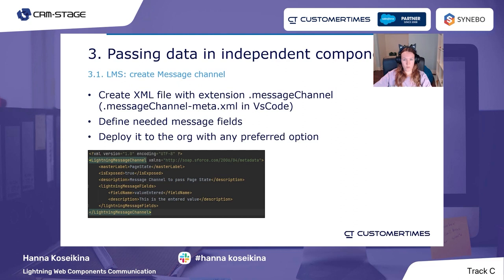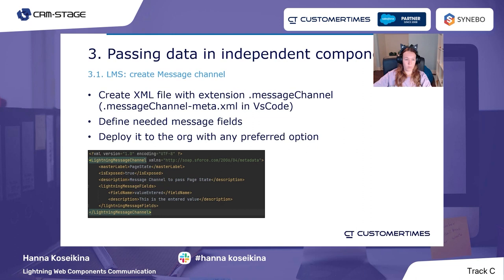So how do we use a Lightning message service? The first thing we need to do is create a message channel. We create an XML file with the extension message channel, or if you use VS Code, then it's messageChannel-meta XML. Define some message fields which you want to use. In my case, it's value entered. And deploy it to the org through the IDE or through the ant, or however you like.